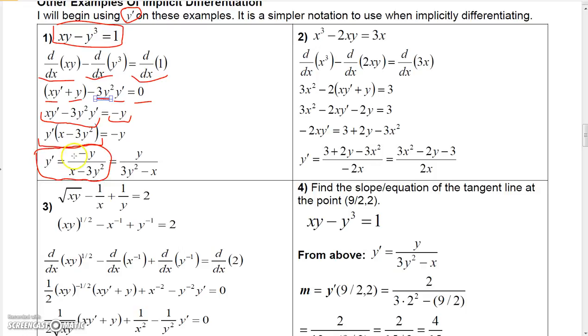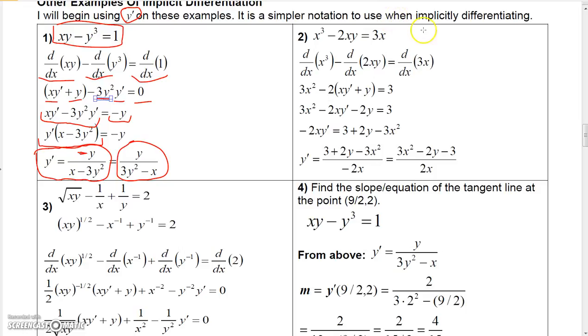Now, if you don't like this negative, what you could do, and this is not something you have to do, but if you multiply the top and bottom of this fraction by -1, it actually will change all the signs, and the numerator wouldn't be negative. I'm just showing you that there's another way to write the answer, is all I'm doing.